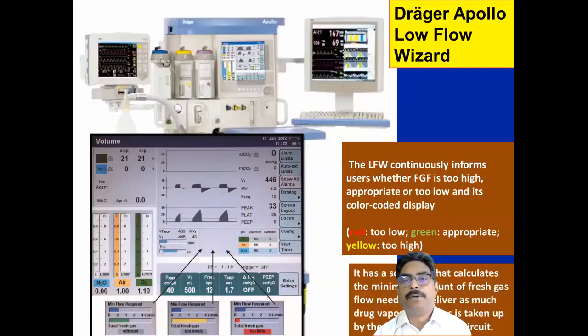So coming to the Drager Apollo, it has a special low flow visa. Here it will constantly observe the fresh gas flow, and it displays whether the flow is appropriate, high or low. I say low as a red signal, appropriate as a green signal, and high as a yellow signal.